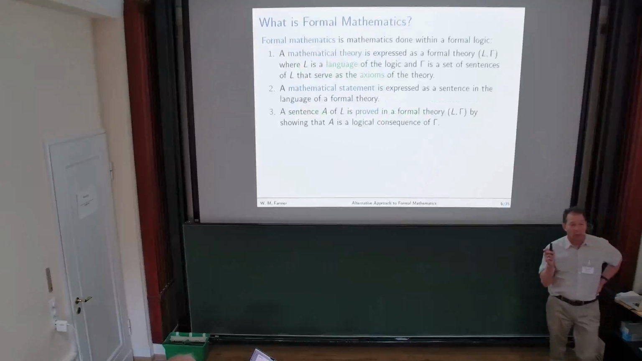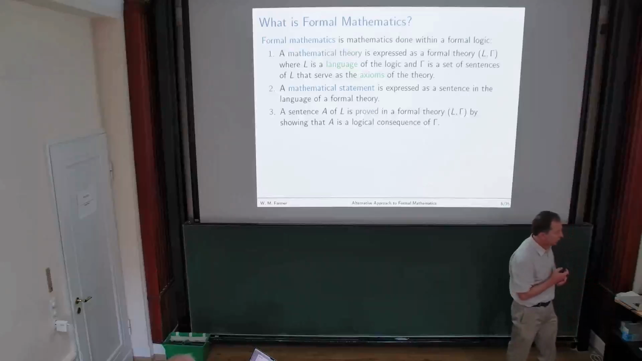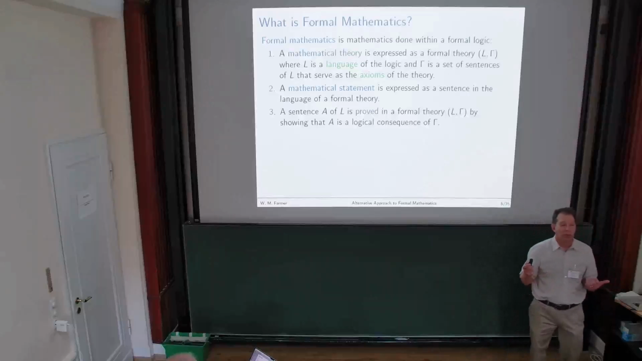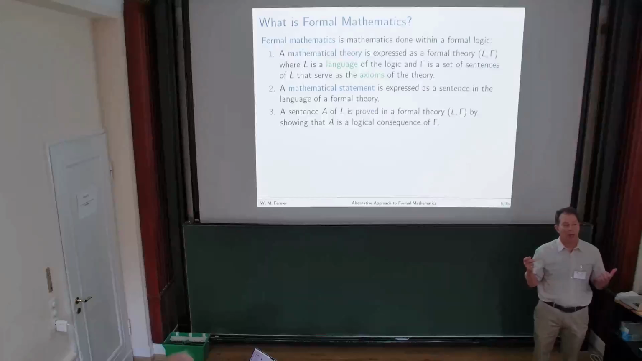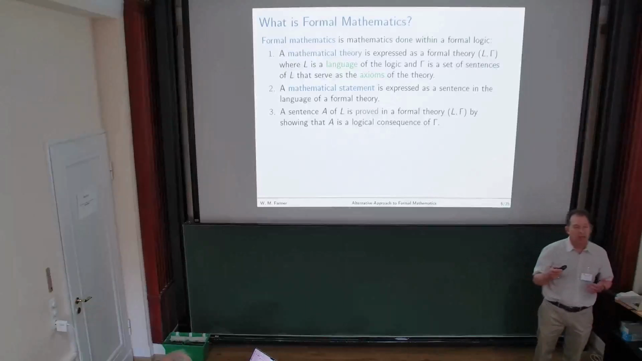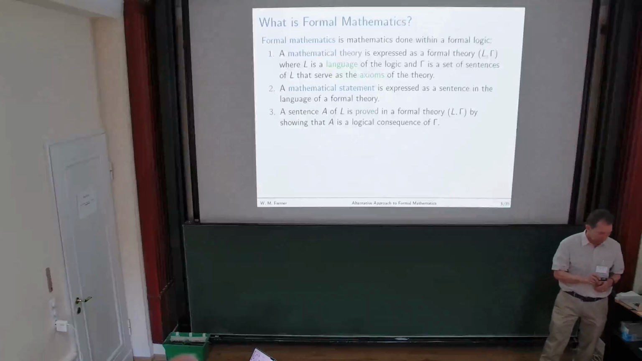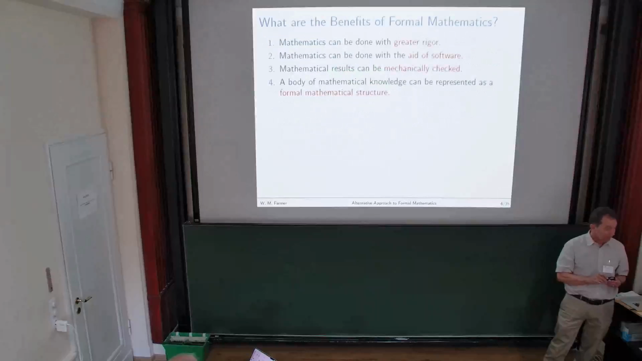So this brings us to what is formal mathematics. To me, formal mathematics is pretty simple. It's just doing mathematics within a formal logic. The way you do this is you develop a formal mathematical theory, which means you have a formal logic with its formal language, and you have a set of axioms. Then you can make formal statements, and you can try to decide if those formal statements are true on the basis of your notion of logical consequence. So that's what formal mathematics is.